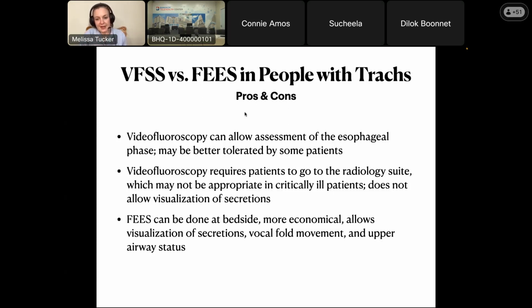FEES, on the other hand, can be done at bedside, is more economical. It allows visualization of the secretions, vocal fold movement, and the upper airway status. So there's pros and cons to both types of exams. But the FEES is something that we often like to use in this patient population where I work.